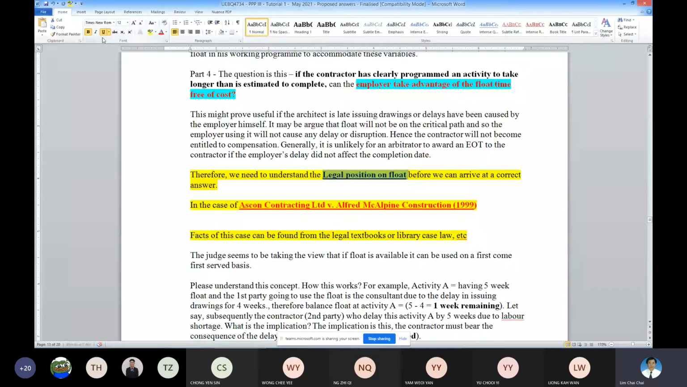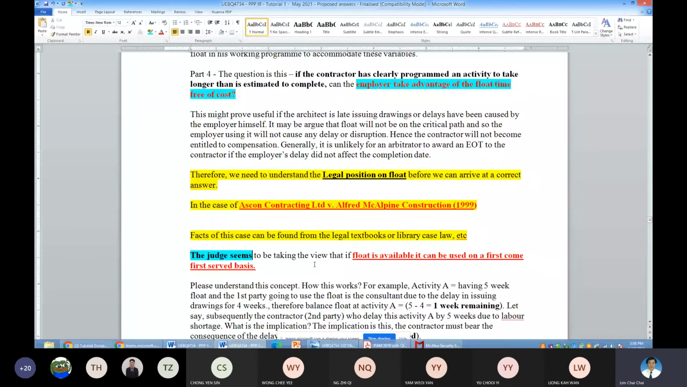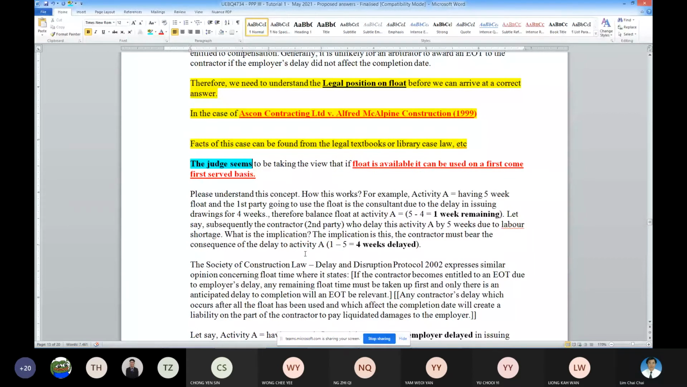Okay, float is available on a first come first serve basis. So this is the legal position. Float is on the so-called first come first serve principle. Okay, so some of you may not be familiar. So under the tutorial section, I will explain the meaning of first come first serve. So to understand this concept of first come first serve, this is the example here.